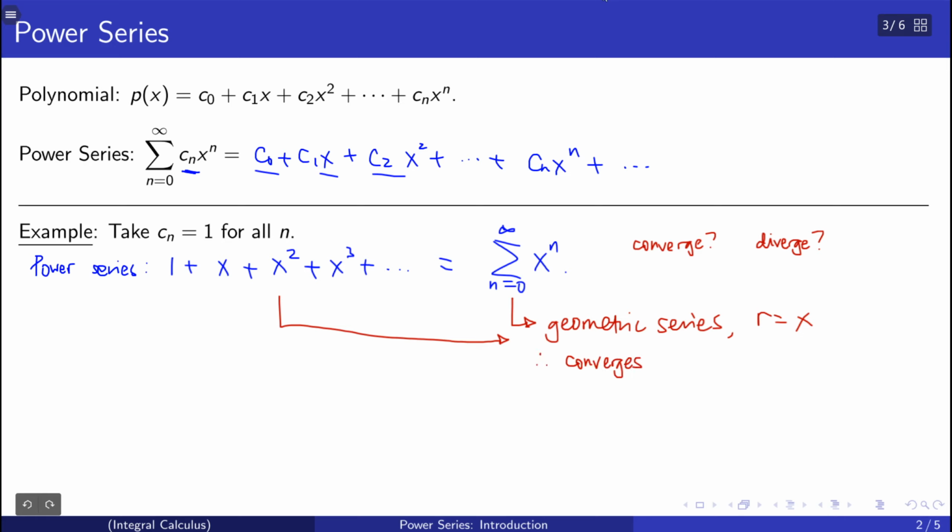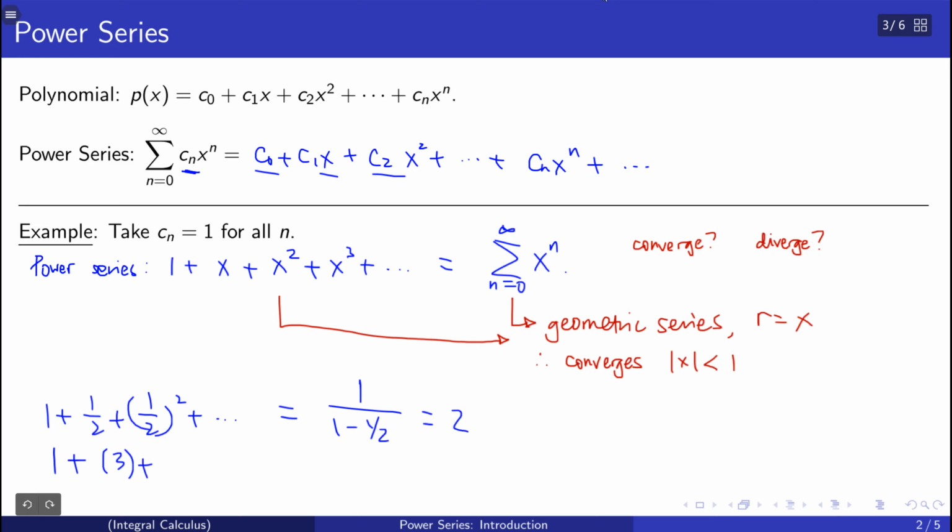Therefore, this converges when the absolute value of x, which is the absolute value of a ratio, is less than 1. Which means, well, if I plug in 1/2 there for x, I'm actually going to get a number there. And I know what that's going to sum to, right? 1/(1 - 1/2), which is 2. But if I plug in something like 3, that's not going to converge to a finite value.